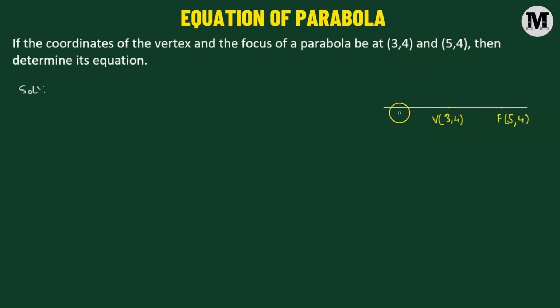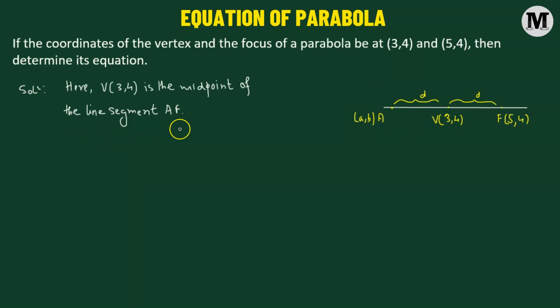Now, we're going to consider a third point on the same line. Let this point be point A, having the coordinates (a, b). Now, the point A is chosen in a very specific manner. It's chosen in such a way that its distance from the vertex is exactly equal to the distance of the focus from the same vertex. That means, in other words, we can say that V is the midpoint of A and F.